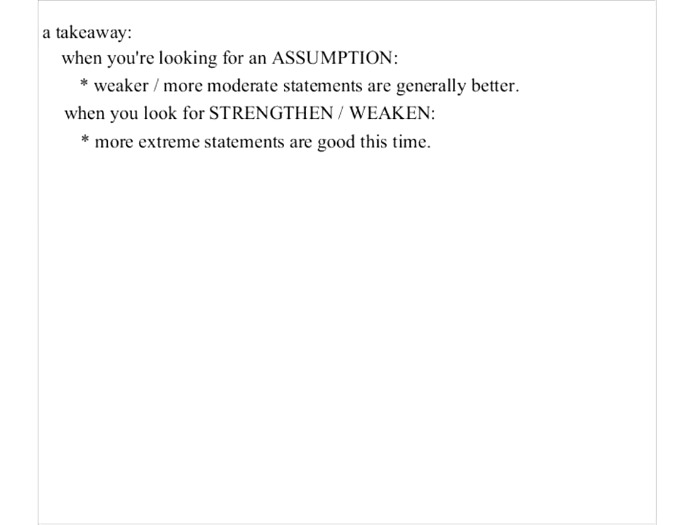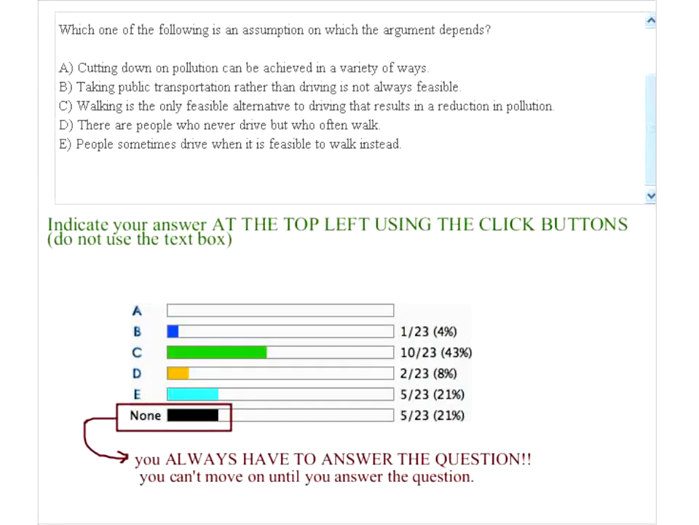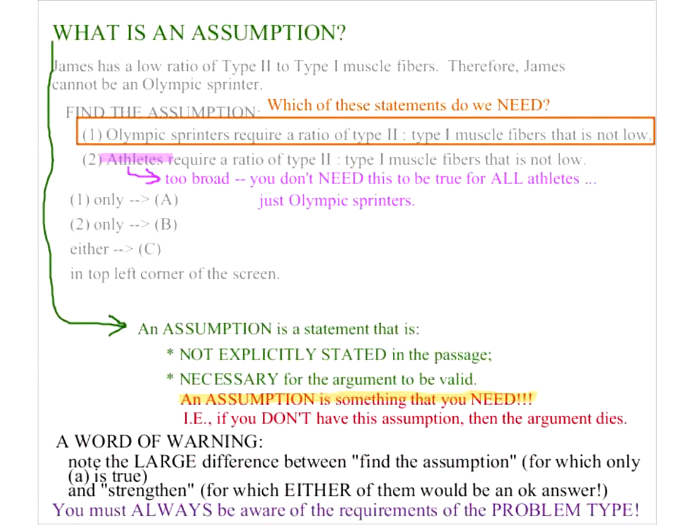The difference again is when you look for an assumption, you're looking for a statement that absolutely has to be true. So the more moderate the statement is, the more likely it is to be necessary. On the other hand, with strengthen and weaken, you take the statement for granted. So you assume it's true no matter how obnoxious it is. All right, now let's revisit what an assumption means. Remember what an assumption is. Let's take this statement, and we're going to build a technique off of this statement. If you don't have the assumption, the argument dies.